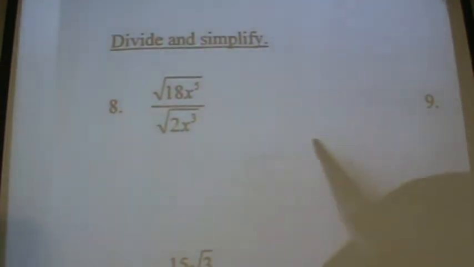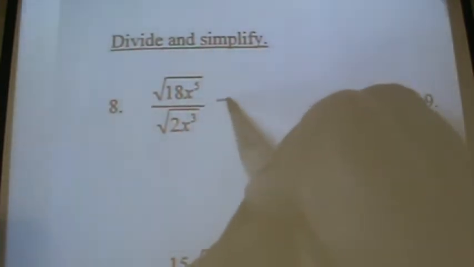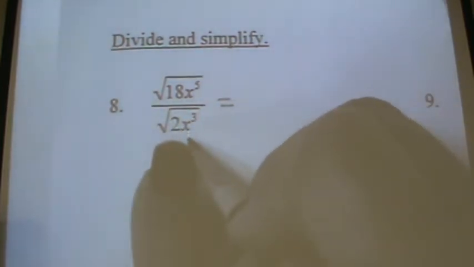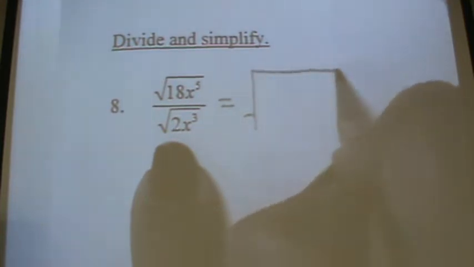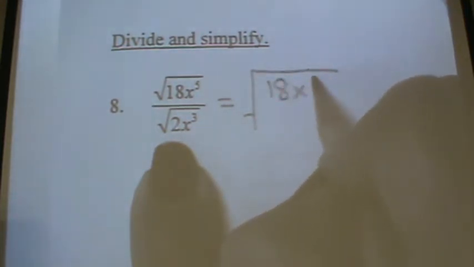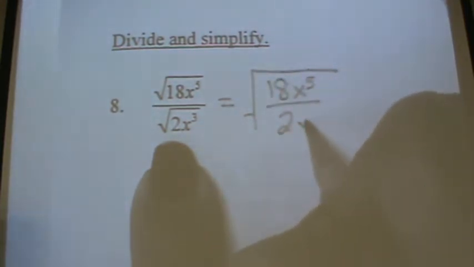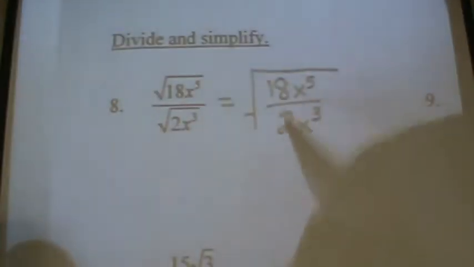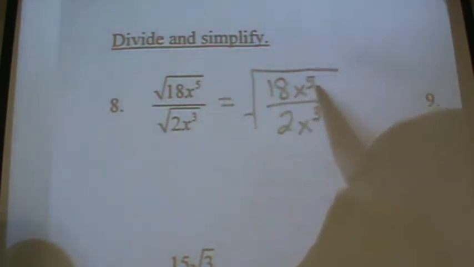Here's Algebra 2, homework 6.2, day 2. We're dividing radicals. Number 8. Since both of these are square root, you can simplify. You can turn this all into 18x to the 5th over 2x cubed. So 2 goes into 18, and with x cubed, you can cancel 3 x's here.